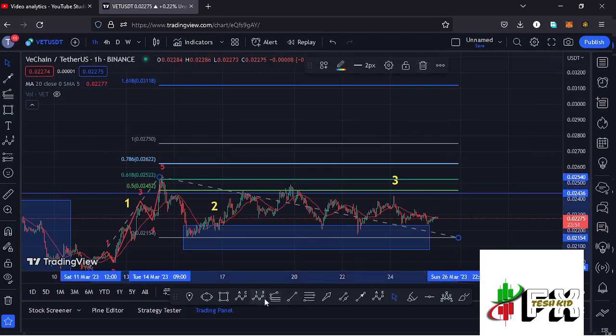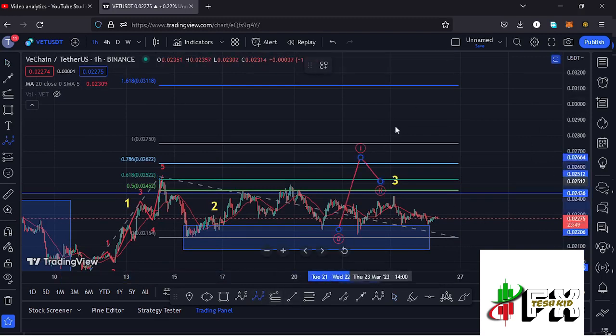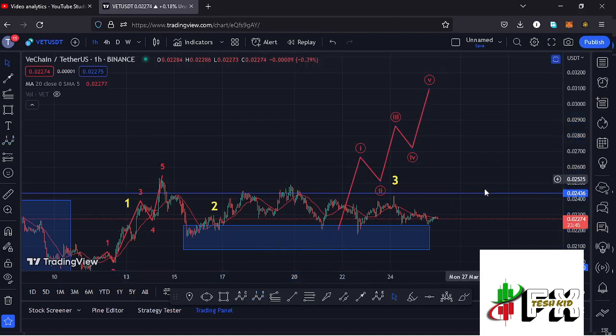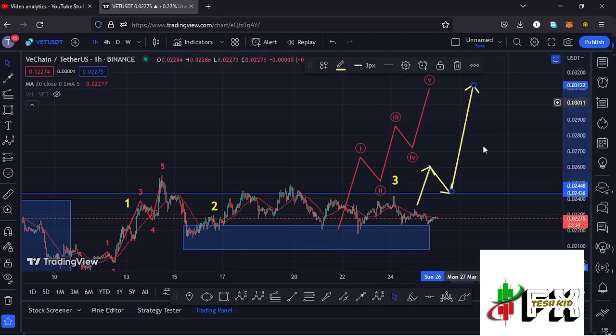And for that move to also play out, we need to see a break above our key area of resistance at around the $0.02436 mark, and the moment we manage to break above that key area of resistance, then we need to be watching for a successful retest before we can continue gearing up to fully maximize our target areas.